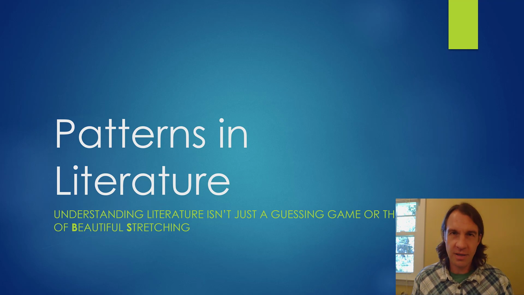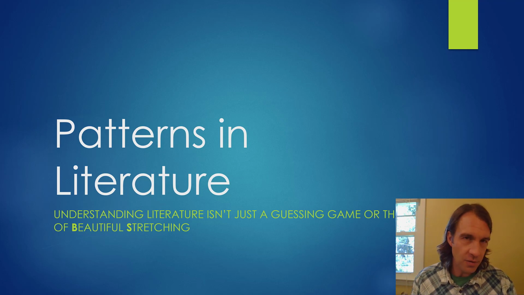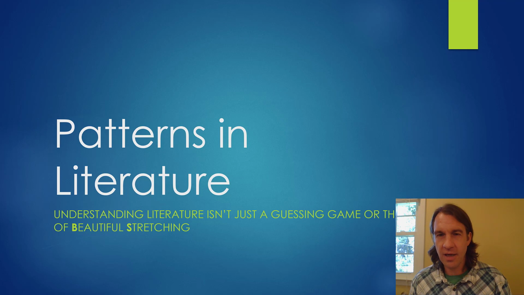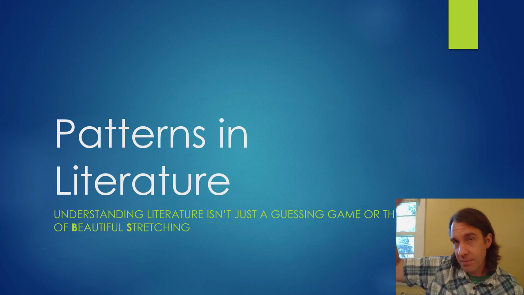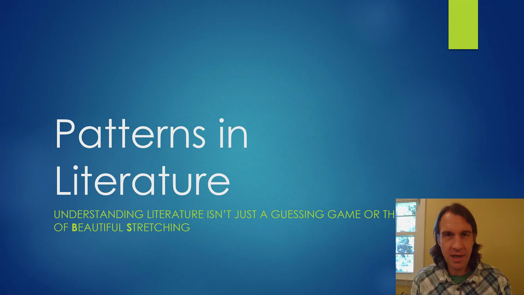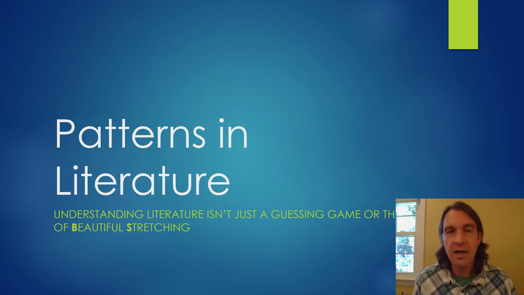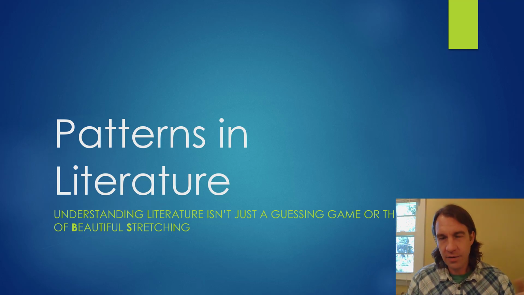We also have certain things that we associate in our real lives that then come over, because literature is supposed to be a reflection of life. And so while it seems like interpreting literature is just a guessing game or beautiful stretching or just pulling stuff out of your backside and making people believe it, there are actually patterns to it. It's not an exact science or anything, but there are some general categories that can help us to unlock these secrets.